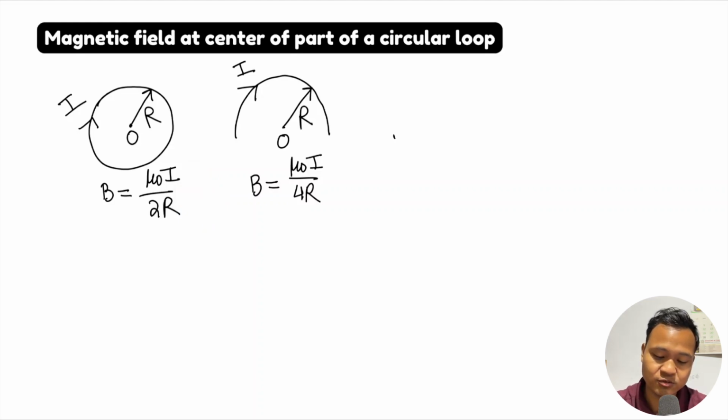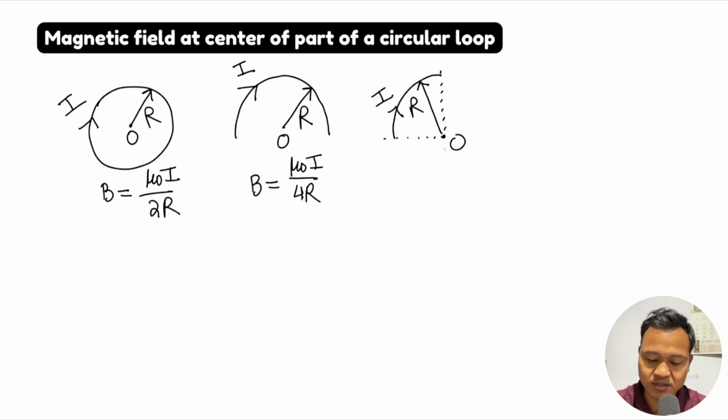Further, if I cut it into half, now I will have a quarter. Here the radius is r. At point O, if I want to find the magnetic field, B will be half of this value, which means mu naught into I divided by 8r.